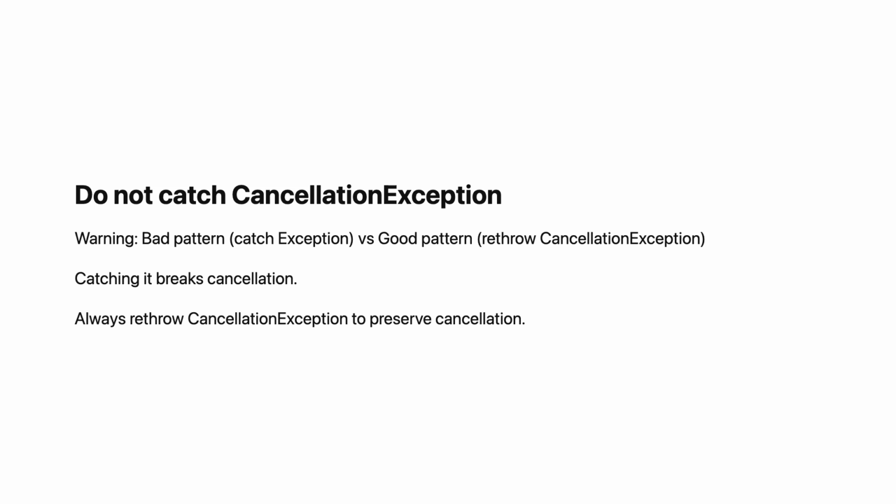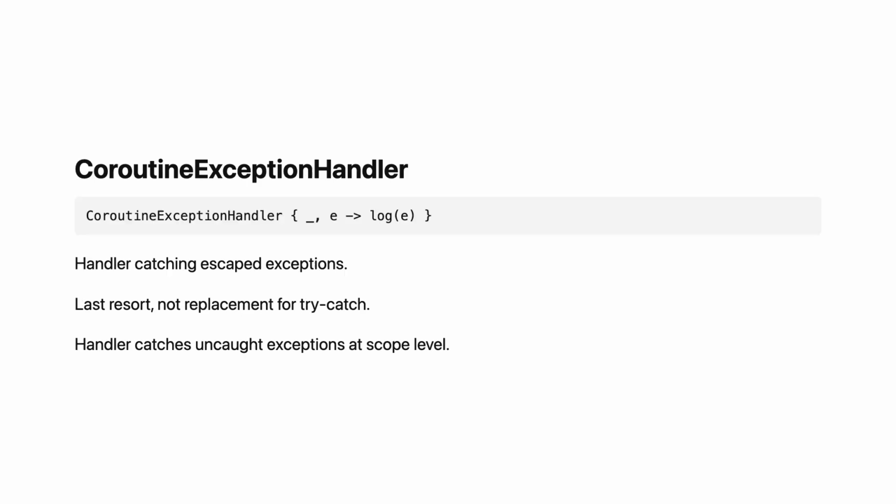CoroutineExceptionHandler handles uncaught exceptions. val handler = CoroutineExceptionHandler { context, exception -> log(exception) }. Added to the coroutine context: launch(handler + Dispatchers.IO) { work() }. The handler catches exceptions that would otherwise crash. It is a last resort, not a replacement for try-catch.